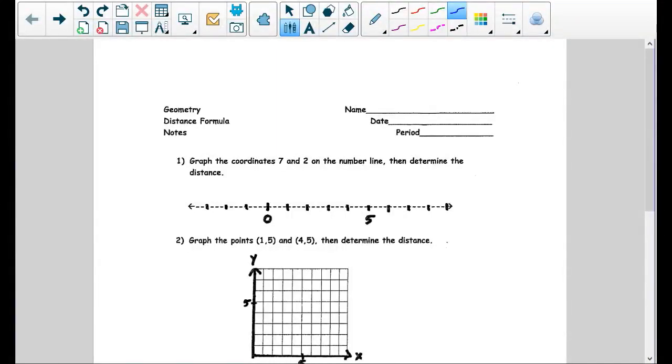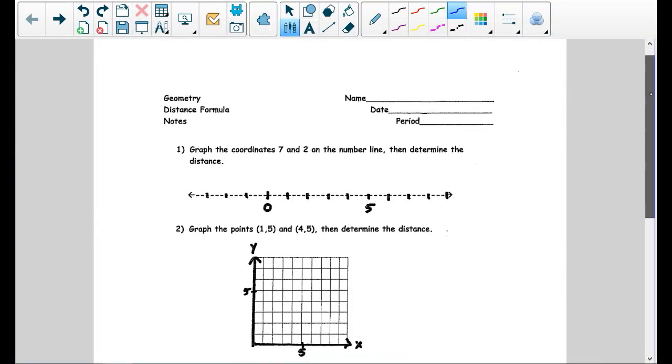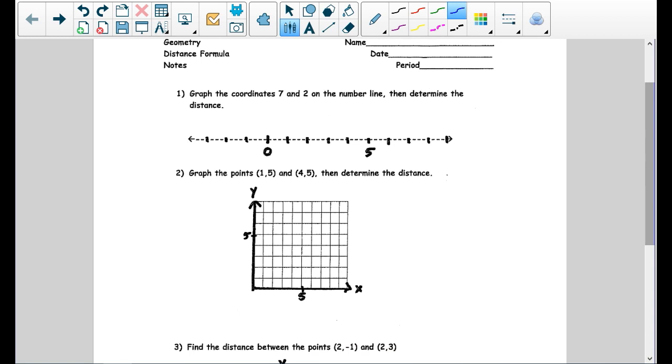Alright, so we're looking at the distance formula. Now, 2 weeks ago, we did length, right? So this is kind of what we did here, number one. If I have two coordinates, 7 and 2, determine the distance.